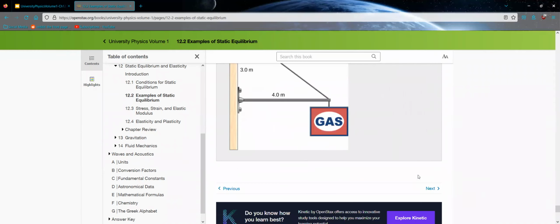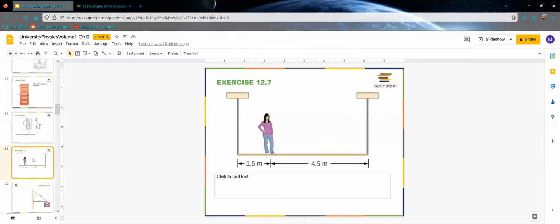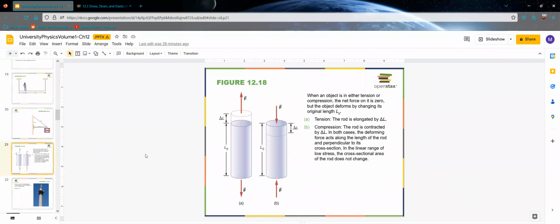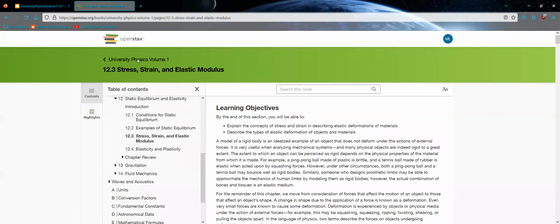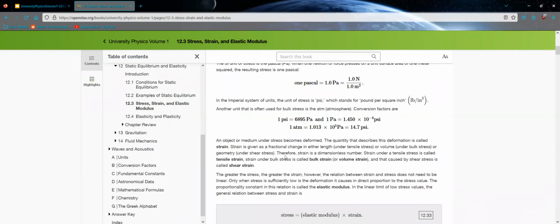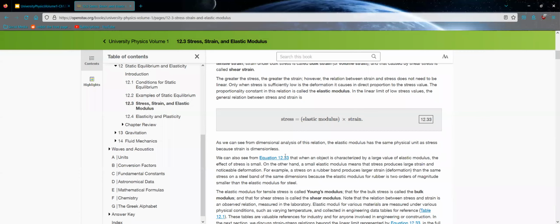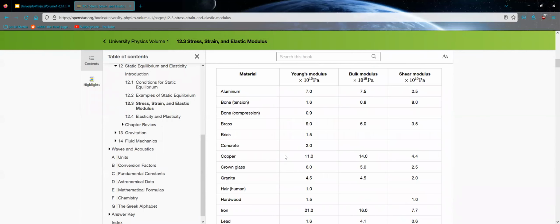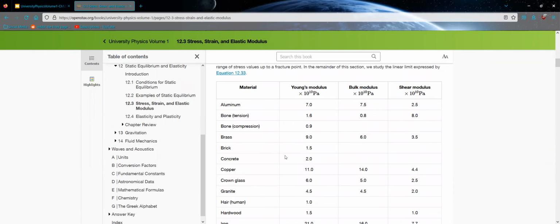All right, so to move on to the last section, we have a fun little conversation about stress, strain, and moduluses, or how things react to forces. There's Young's modulus, bulk modulus, and shear modulus. I think it's modulus, right? Yeah, it's modulus. Young's modulus, bulk modulus, and shear modulus.